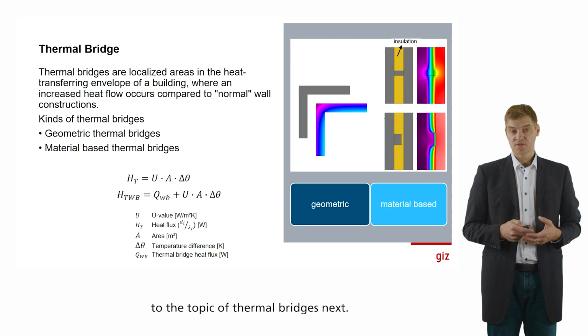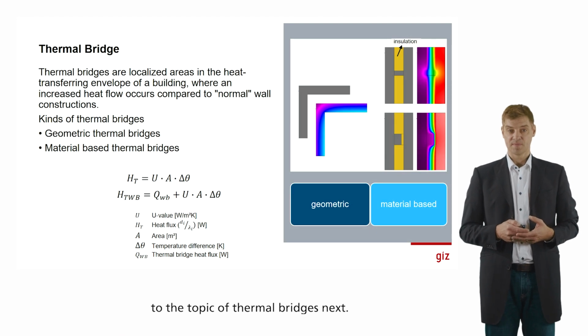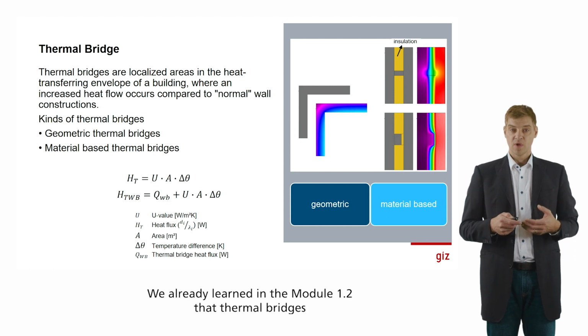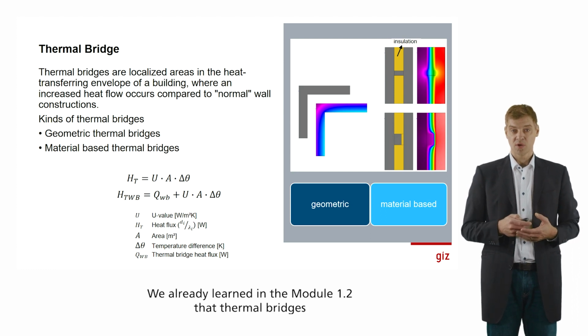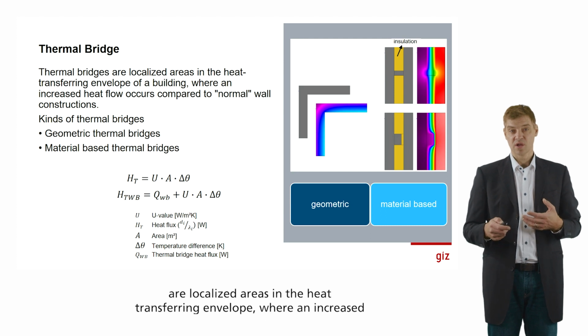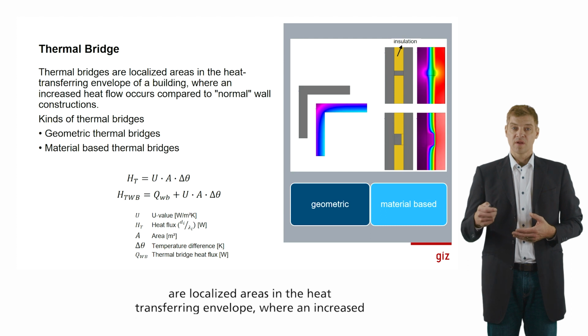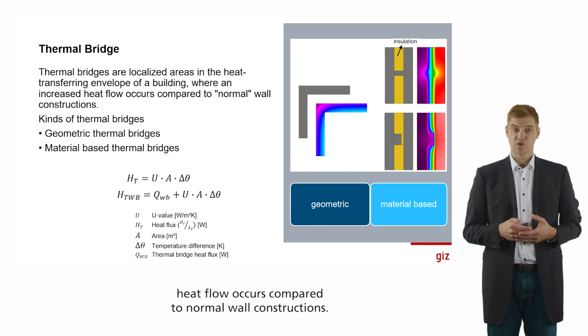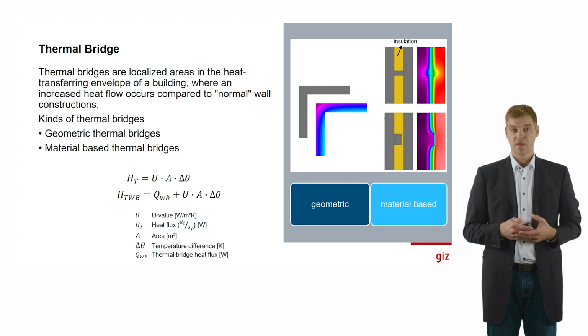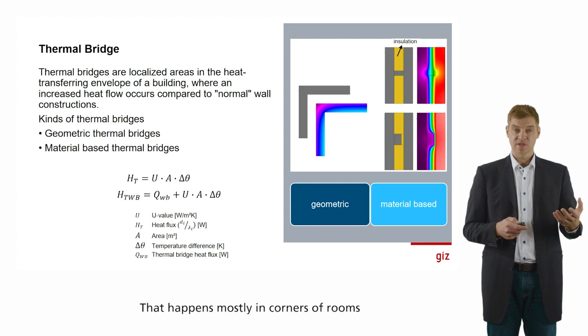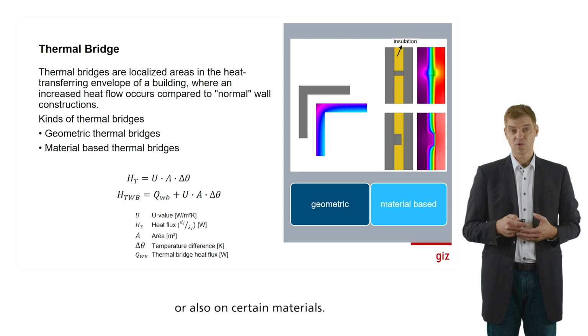Now let's move on to the topic of thermal bridges. We already learned in module 1.2 that thermal bridges are localized areas in the heat transferring envelope where an increased heat flow occurs compared to the normal wall construction. That happens mostly in corners of rooms or also on certain materials.